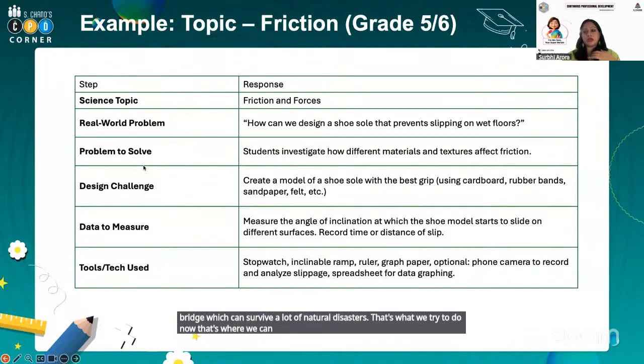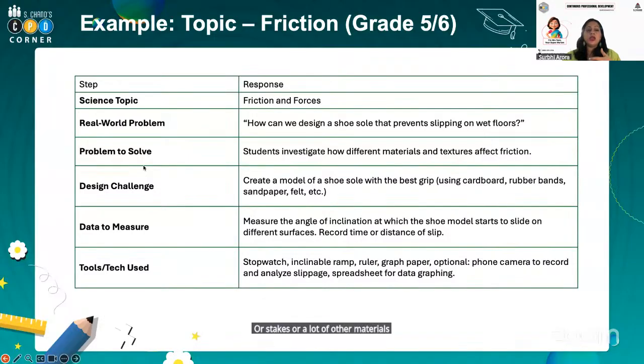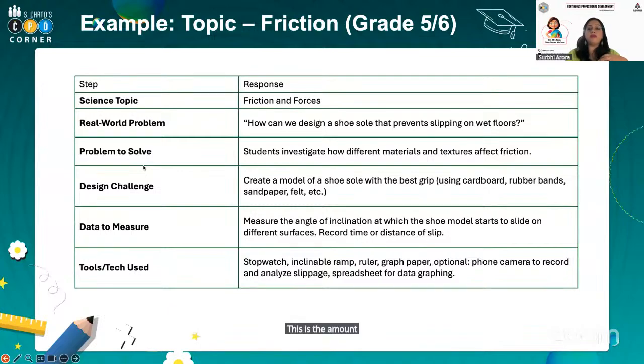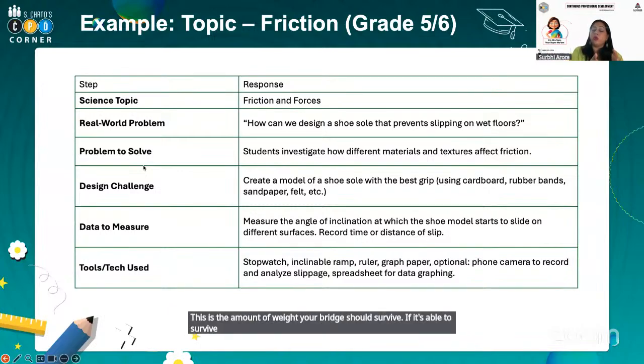And then in the design challenges, students are using various materials such as popsicle sticks or a lot of other materials to design the bridge. And then how do I measure whether my bridge is surviving all the adversities or not? In that particular case, you make your children keep certain figurines or certain weights on the bridge and tell them, okay, this is the amount of weight your bridge should survive. If it's able to survive, then we are okay in passing the bridge. If it's not able to survive, it means the material was not able to clear the test.